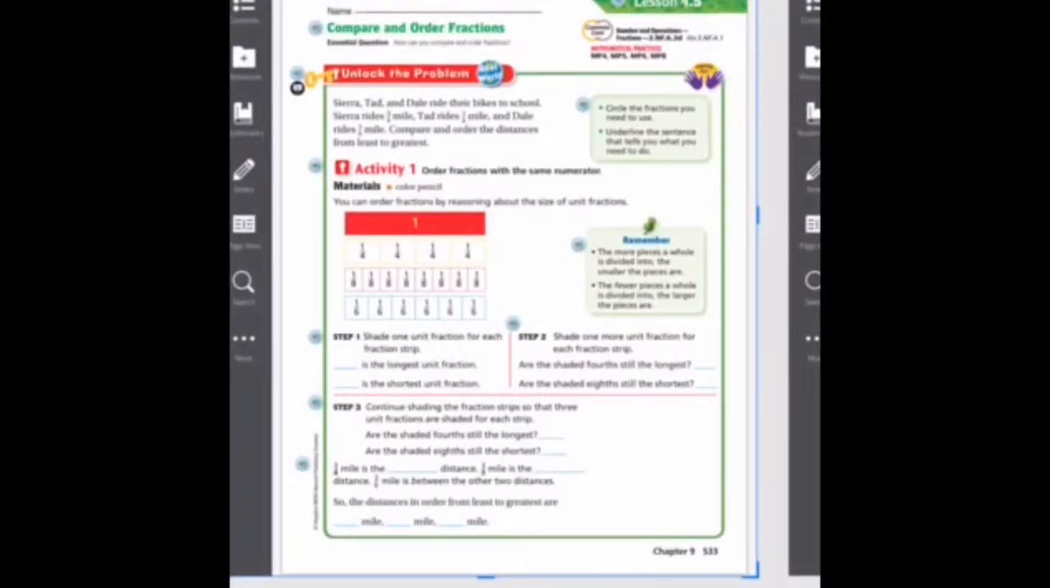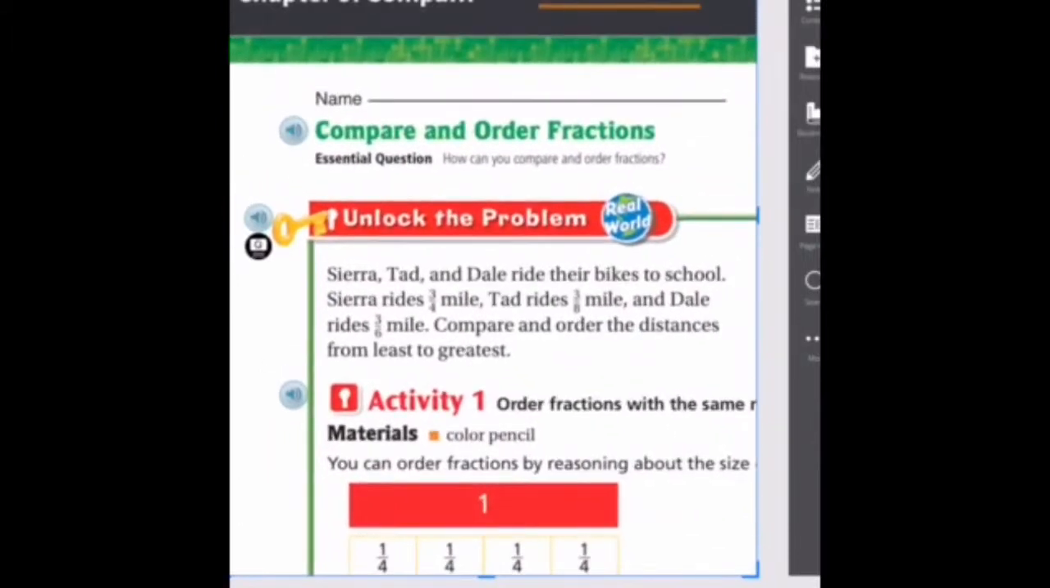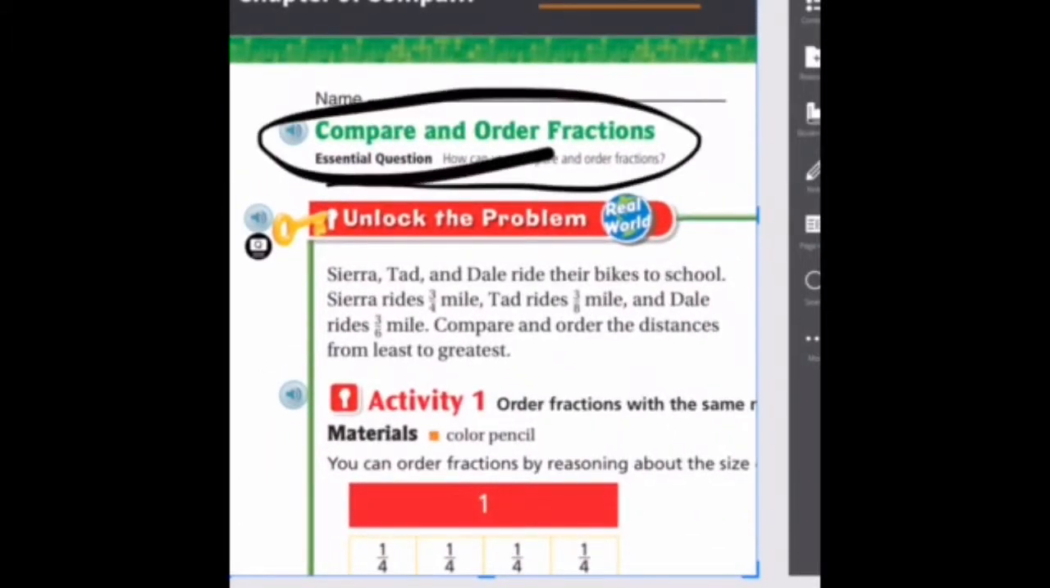Okay, boys and girls, today we're on lesson 9.5 on page 533. We are going to compare and order fractions. One of the best ways that I found to do it is to use the fraction strips. So that's what we're going to look at today.